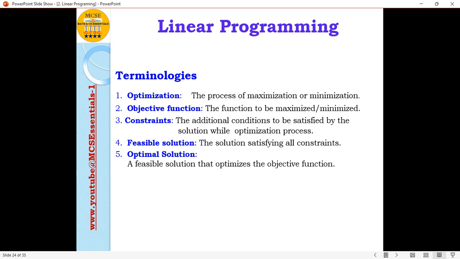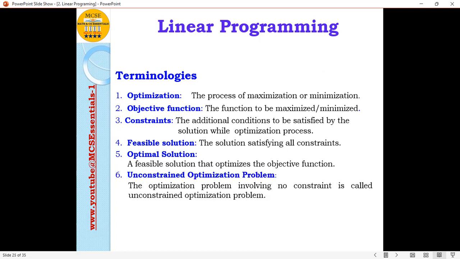Next, there were two types of example problems in the last four examples. First was the optimization problem in which there was no constraint. Such problems are known as unconstrained optimization problems. In our coming topics of linear programming, we will face mostly constrained optimization problems. It is very difficult to see an unconstrained optimization problem, especially in linear programming. So in further discussions, we will not refer to the optimization problem as unconstrained.